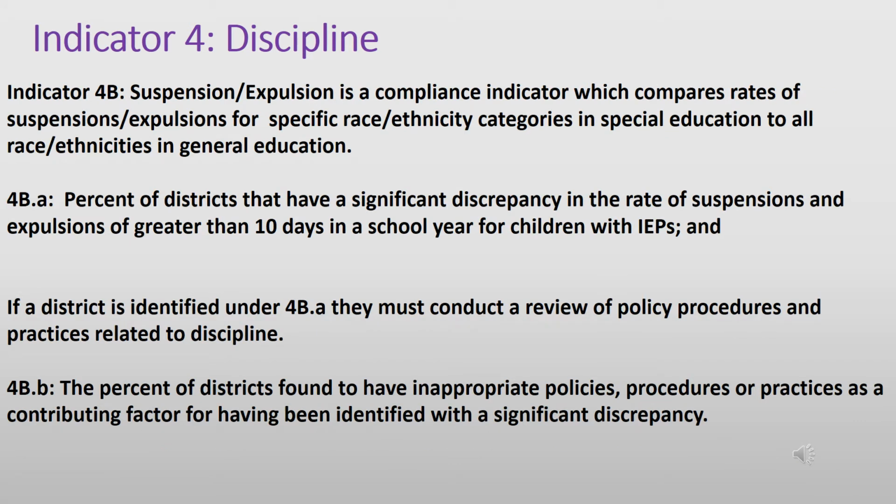Indicator 4B, Suspension Expulsion, is a compliance indicator and compares rates of suspensions and expulsions for a specific race ethnicity category in special education to all race ethnicity categories in general education. The measurement for 4BA is the percent of districts that have a significant discrepancy in the rate of suspensions and expulsions of greater than 10 days in a school year for children with IEPs. And if a district is identified under 4BA, they must conduct a review of policy, procedures, and practices related to discipline.